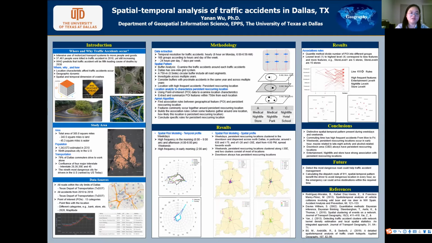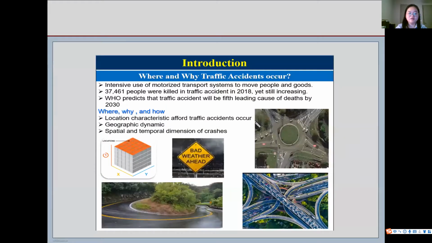The topic of my poster is spatial-temporal analysis of traffic accidents in Dallas. Vehicles are one of the most common ways to move people and goods. While they help us, they also threaten our lives. Researchers estimate 37,000 people were killed in traffic accidents in 2018. Unfortunately, this number is still increasing. The World Health Organization predicts that traffic accidents will rise to the fifth leading cause of death by 2030. So it's important for us to understand where and why they occur and how we manage them.